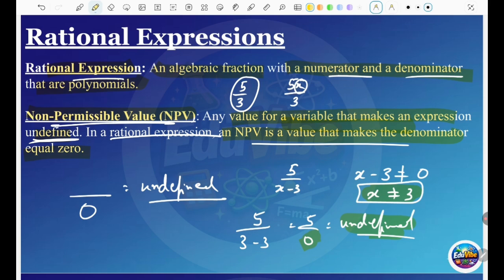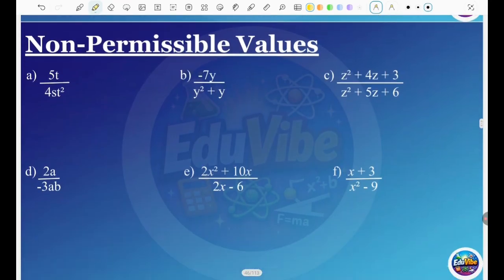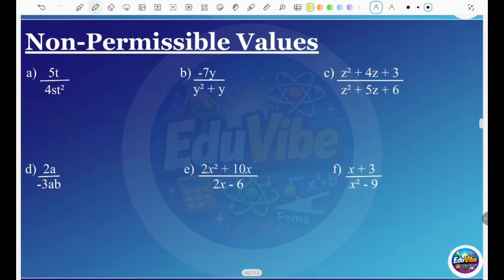In rationals, we always take care of the non-permissible values. If there are any, we have to mention them first, because this is math. If you skip that, marks will be deducted. We have some examples related to that. We have lots of examples.